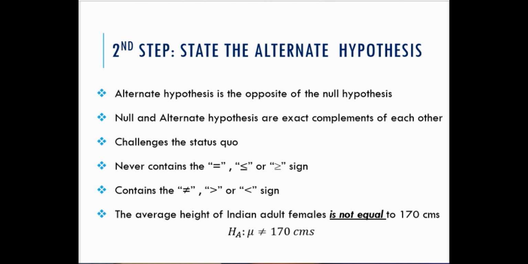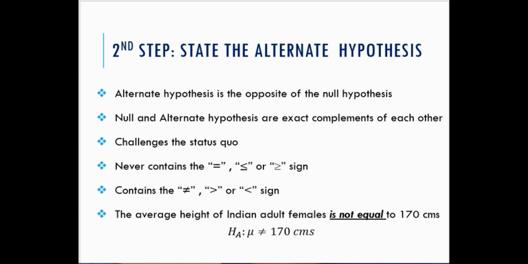Second step is to state the alternate hypothesis. Now the alternate hypothesis is the opposite of the null hypothesis. As I said before, the null and alternate hypothesis are exact complements of each other. So if you have two different states of the world, and this is the entire world, then this will be the null over here and this will be the alternate hypothesis. As you can see, there is no overlap between null and alternate, and also null and alternate together comprise the entire world.